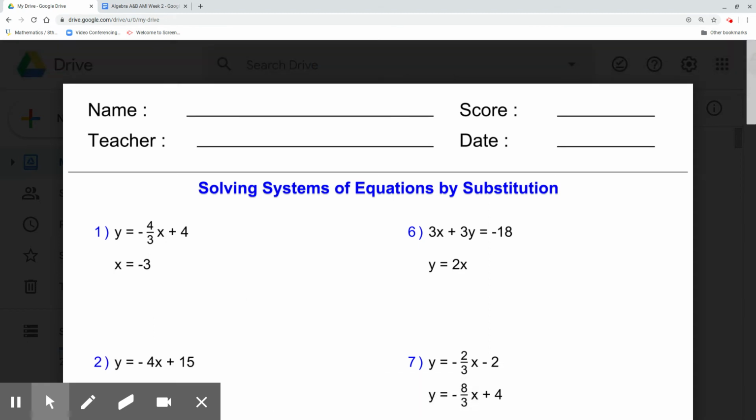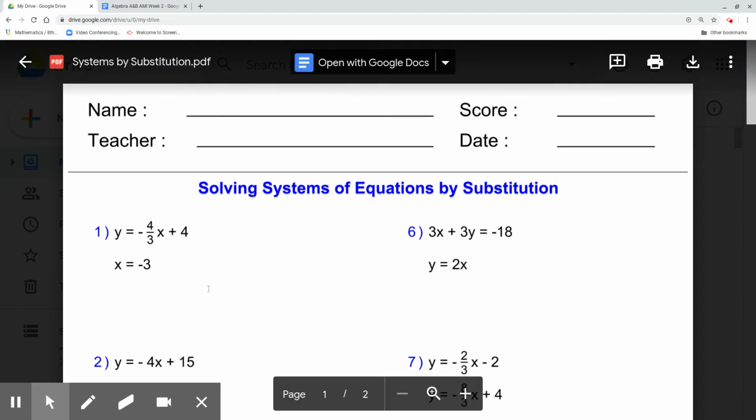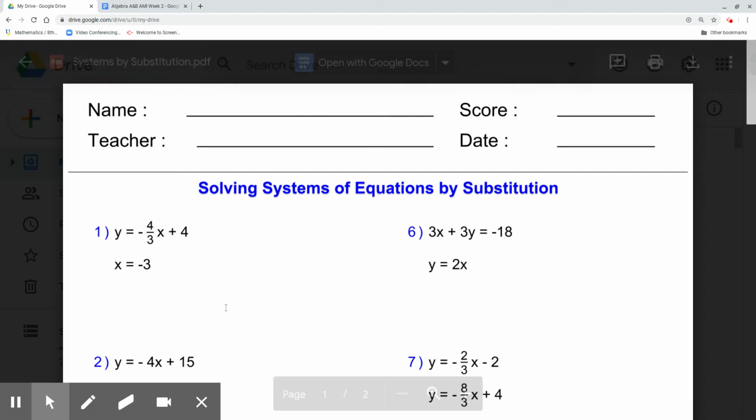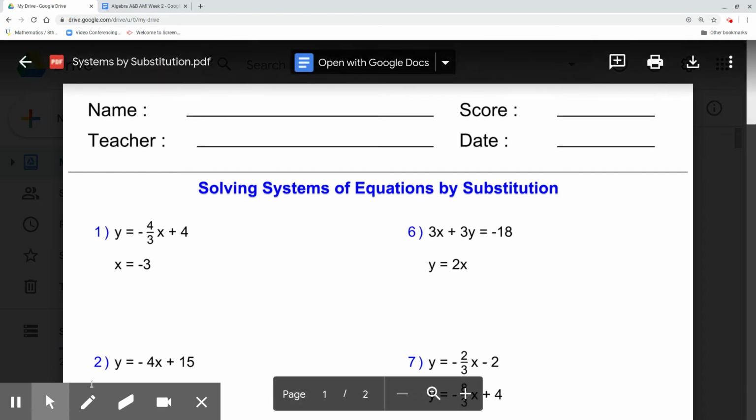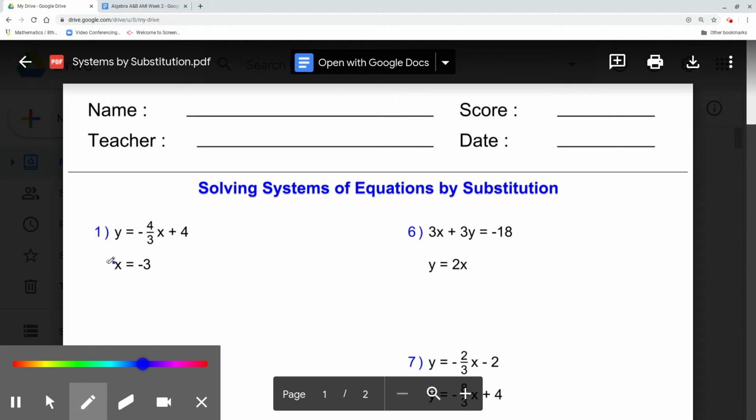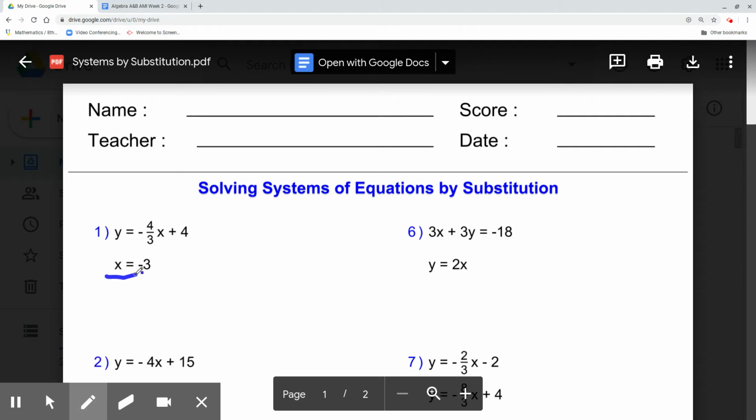Okay, you guys should still be able to hear me. So we're going to go ahead and take a look at question number 1 now. Question number 1 from your assignment was y equals negative 4/3 x plus 4, and x is equal to negative 3. So if you look here, x is equal to negative 3 is like one of those examples that I showed you on the notes page. If I'm able to simplify, or the equation starts this simple, we are able to use it with substitution.